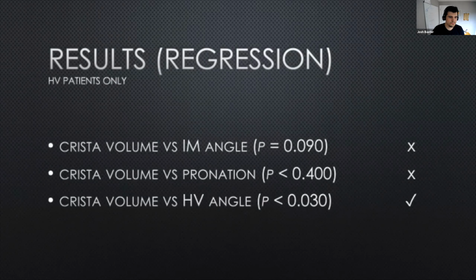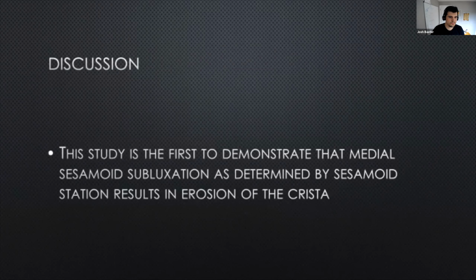In HV, it has been hypothesized that the medial sesamoid erodes the crista, resulting in arthritis. This is often overlooked as a source of pain in these patients. Our study found that crista volume, HV angle, and IM angle were all related to a simplified taxonomy of sesamoid position. Pronation of the first metatarsal, however, was not correlated with the sesamoid position. Sesamoid station appears to be related to IM angle, but IM angle does not appear to be related to crista volume and needs further investigation.